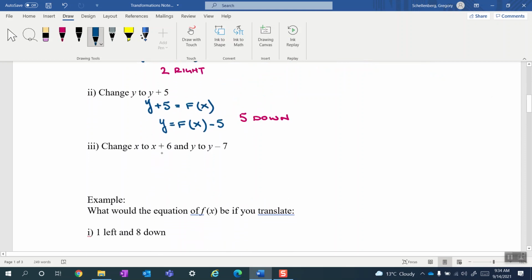Next one, we're going to change x to x plus 6, and we're going to change y to y minus 7. Other terminology we will hear is we are replacing y with y minus 7. We are replacing x with x plus 6. So here's the equation. Replace y with y minus 7. Replace x with x plus 6.